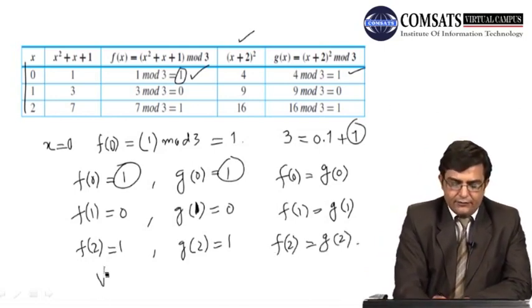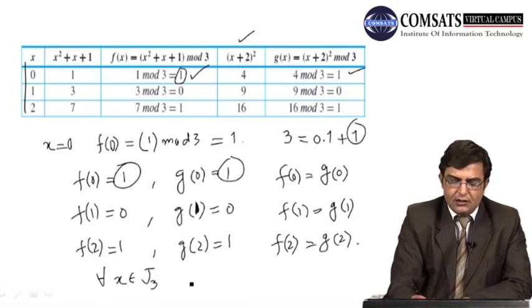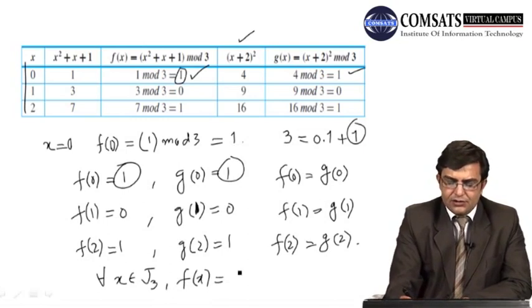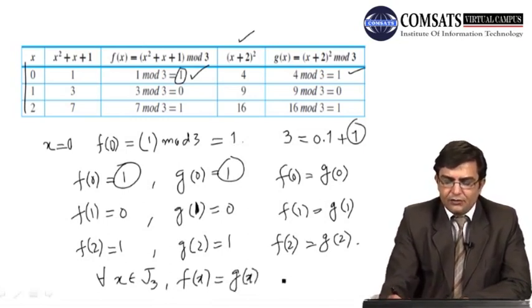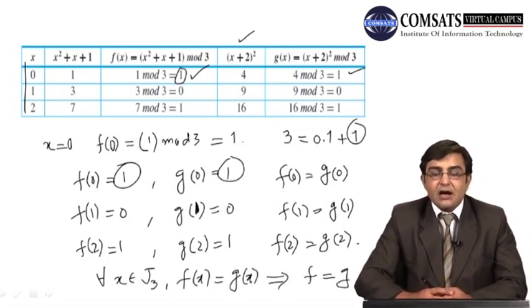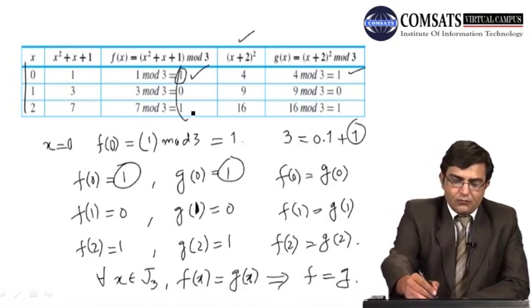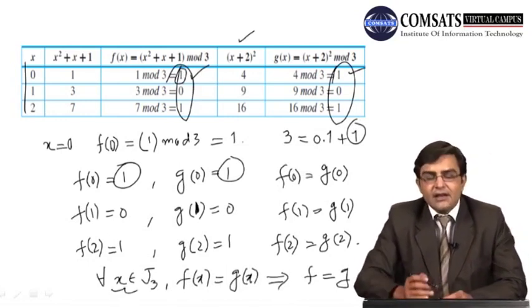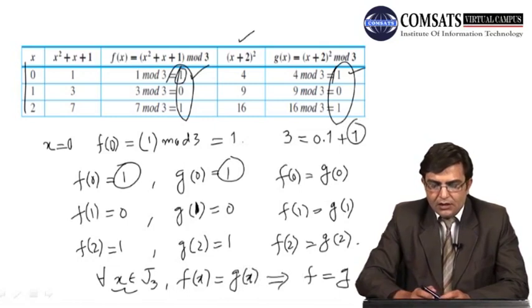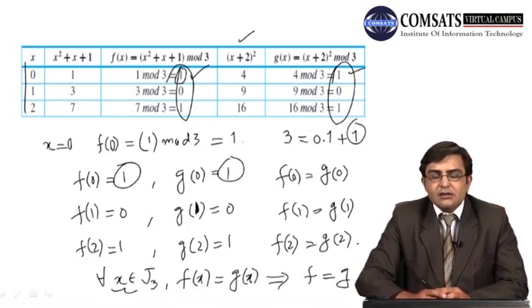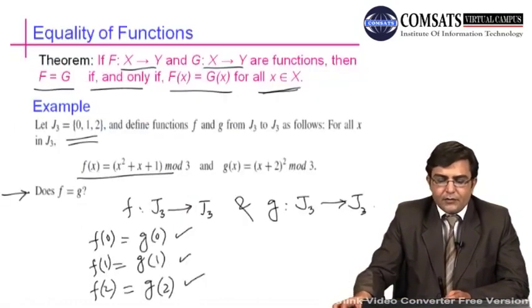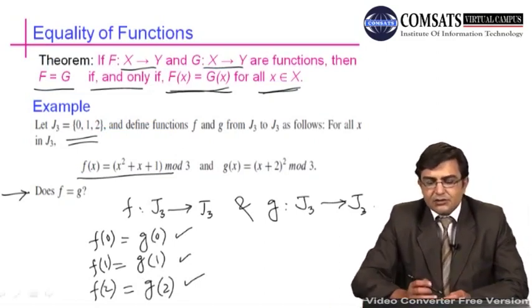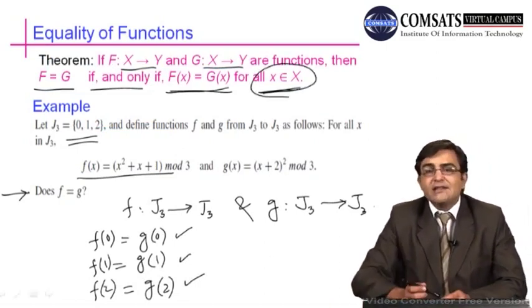Therefore we can say that for all x belongs to J3, we have f of x equal to g of x. Therefore we can say that f is equal to g, means both these functions are equal, as the images of these functions are equal for all possible values of x in J3. So I hope you understand how to check the equality of two functions. Two functions are equal whenever their images f of x is equal to g of x for all x belongs to the domain set X.